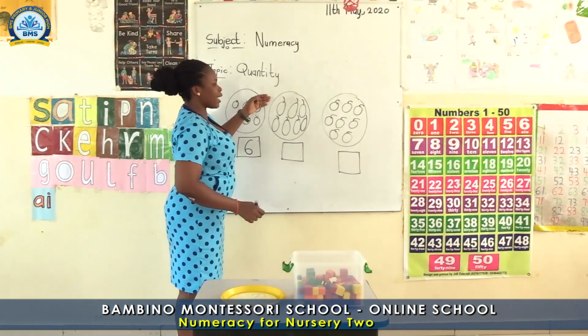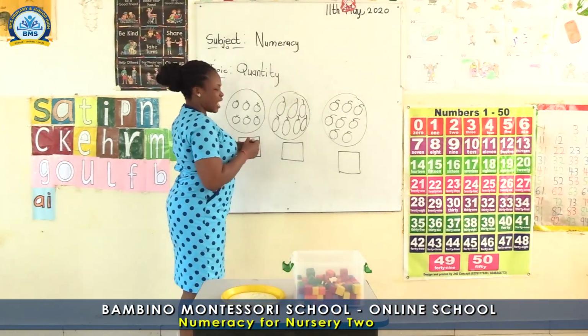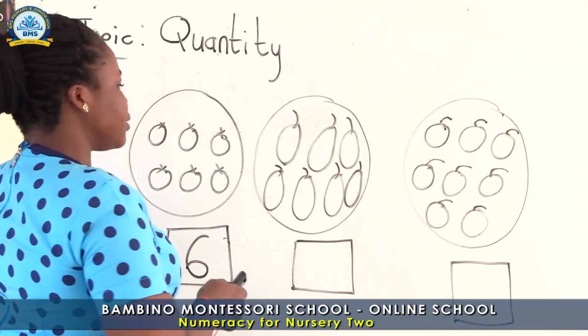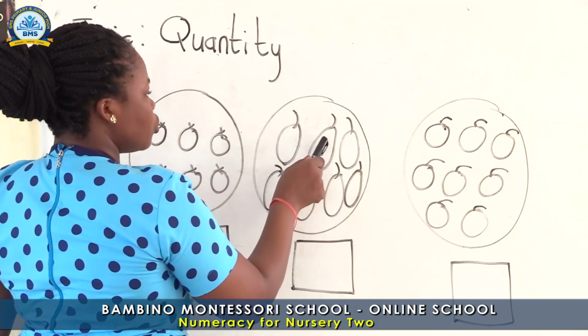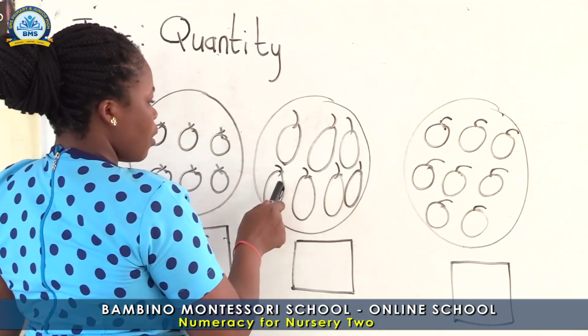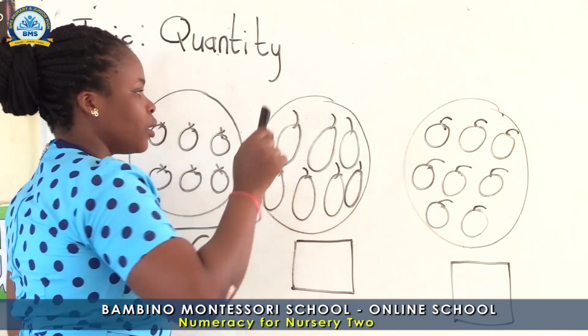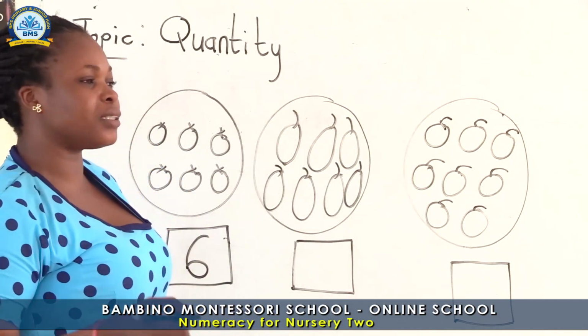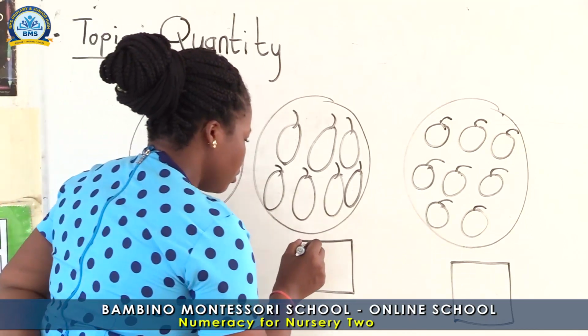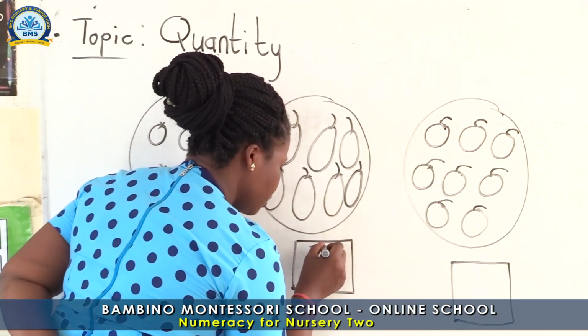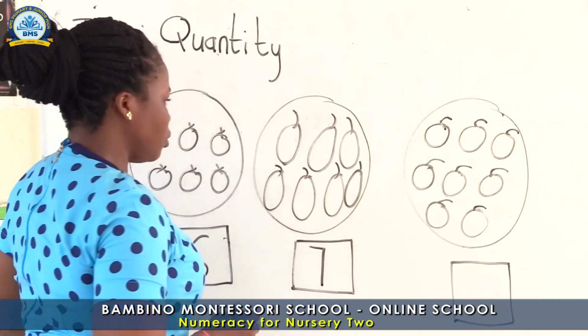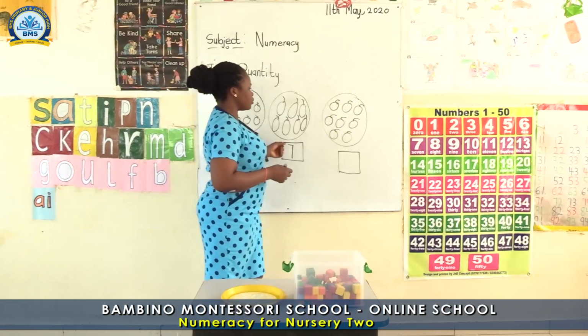Now let's move to the garden eggs. Let's count and know the number of garden eggs. 1, 2, 3, 4, 5, 6, 7. So how many garden eggs did we get? 7. A dash and a stroke. Good. Now let's move to the next object.